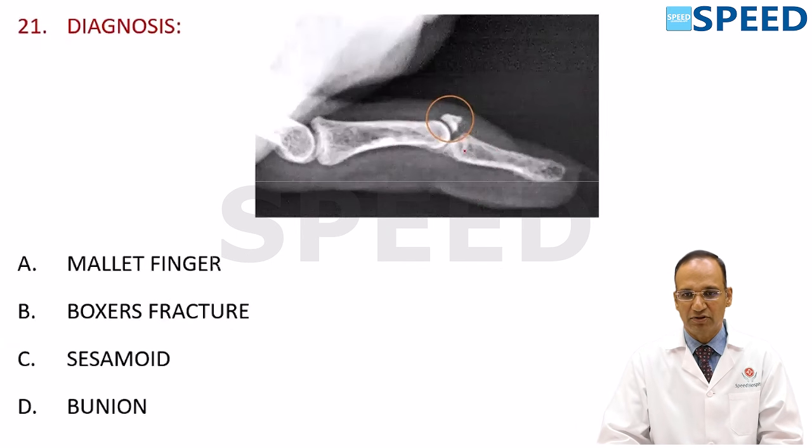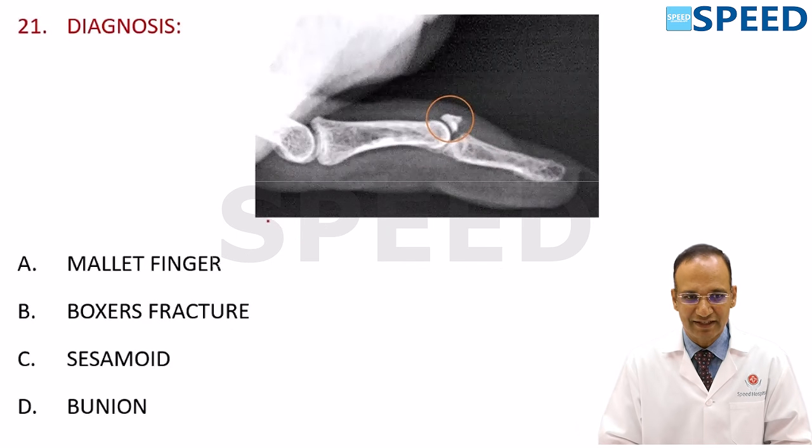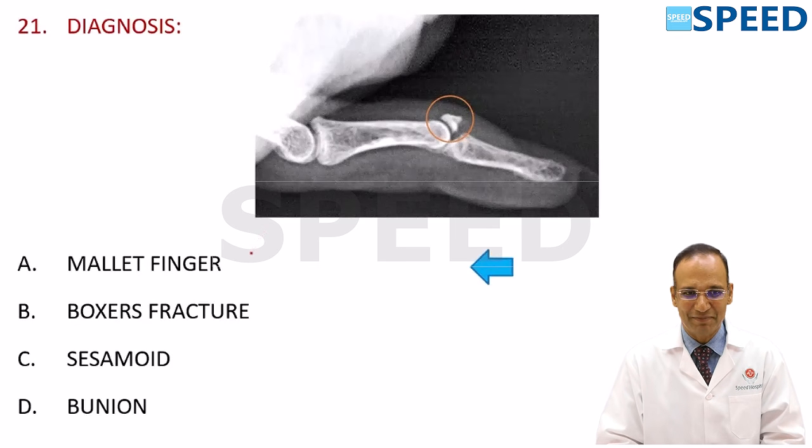Diagnosis. What is the diagnosis here? We're looking at an X-ray. I don't know why an orthopedic question was asked. I don't know whether it is really asked. If it is asked, the answer is mallet finger.